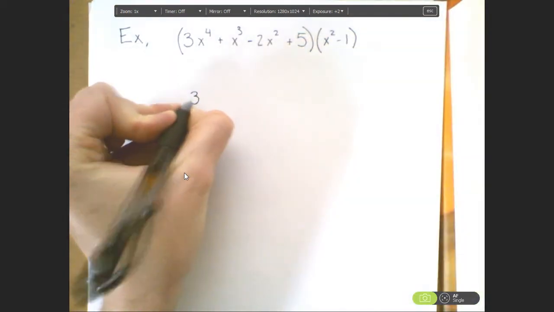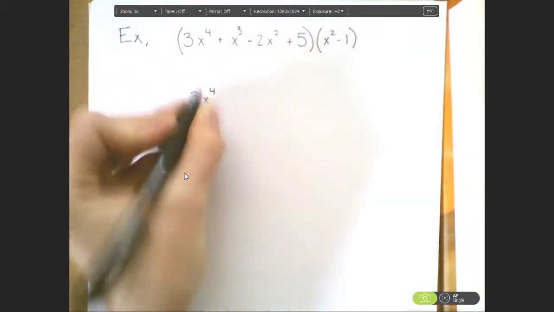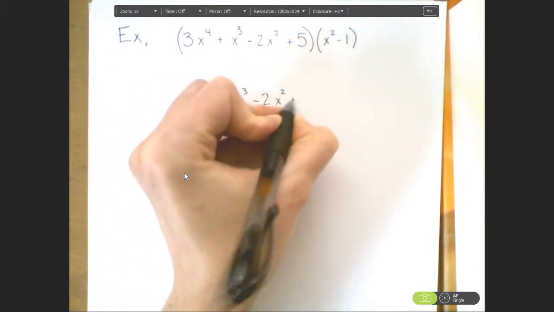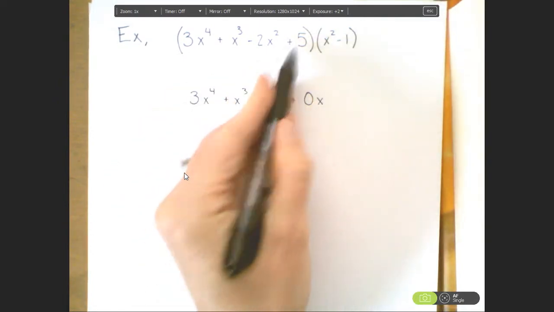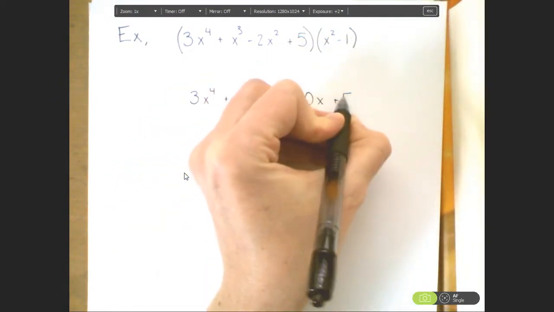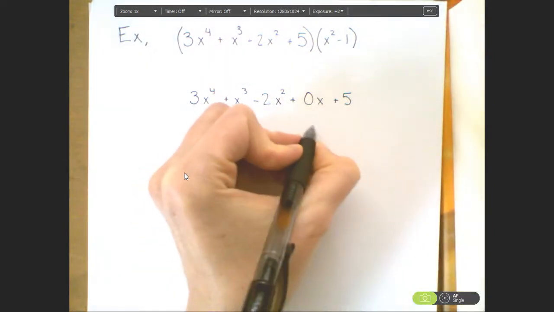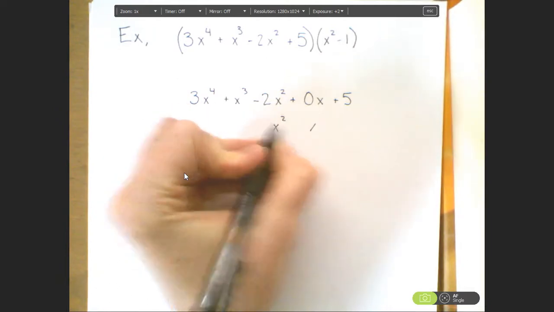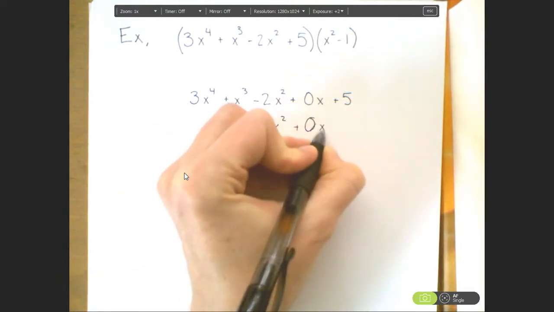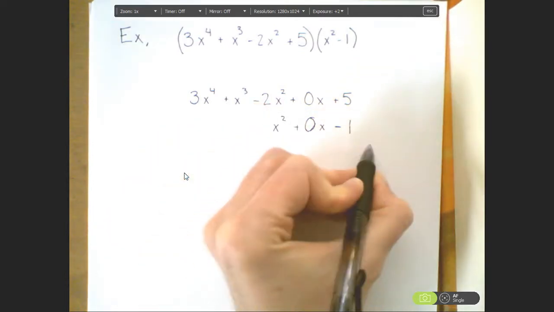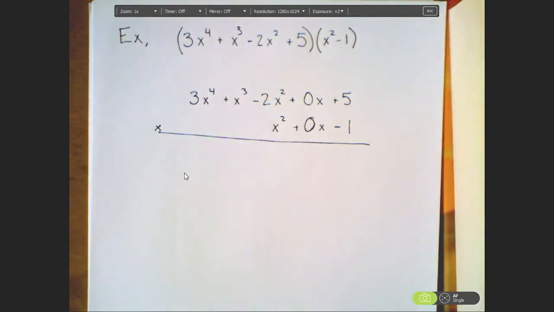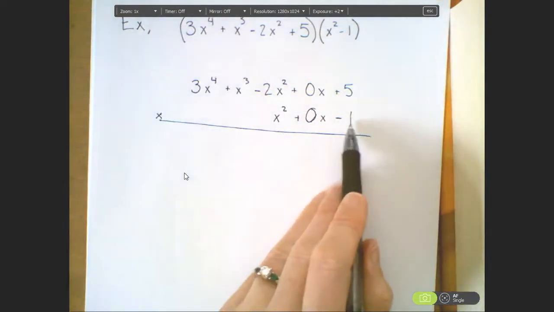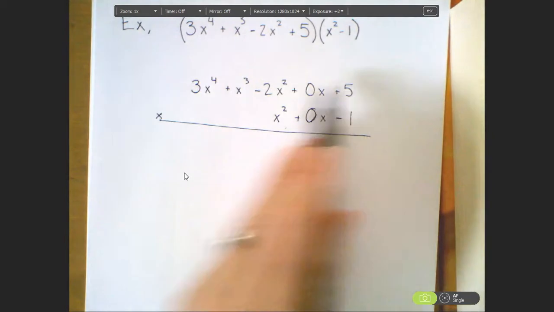And if I think of my place values, this is 3x to the 4th plus x cubed minus 2x squared plus 0 x's. I'm using this as a placeholder because this didn't have any x's, plus 5. And now I'm going to multiply that by, let's see, I have 0 x's here. I have an x squared plus 0 x's minus 1. And when I do my multiplication, this can just be like long multiplication that we've done in the past, and this will ensure that I multiply every term in this expression by every term in this expression.